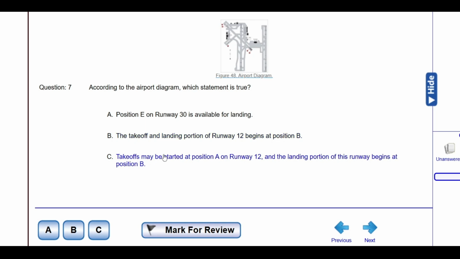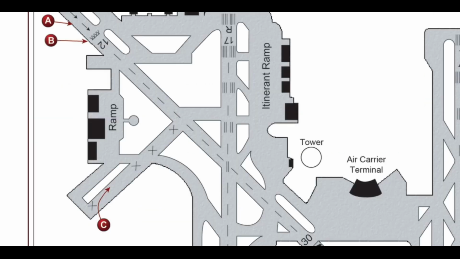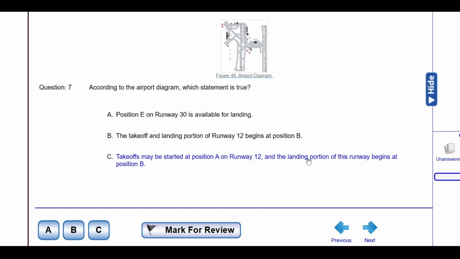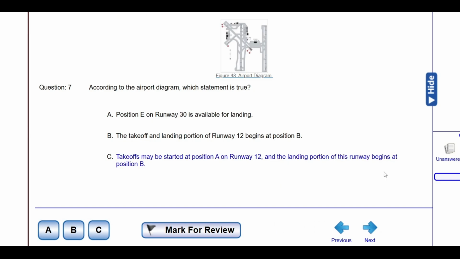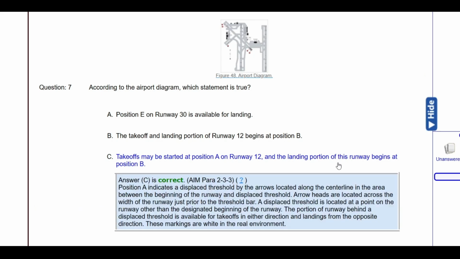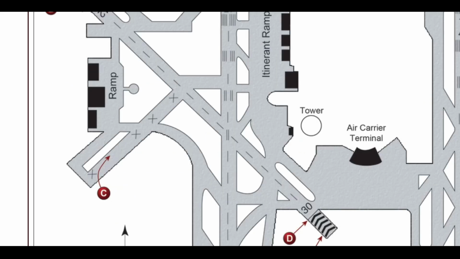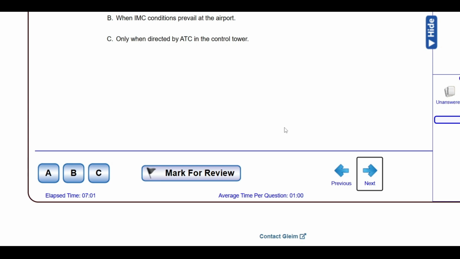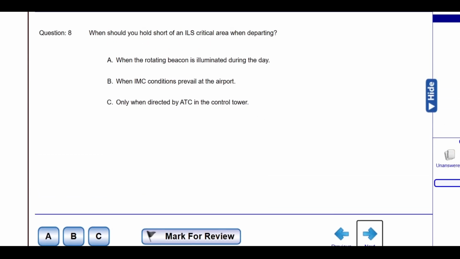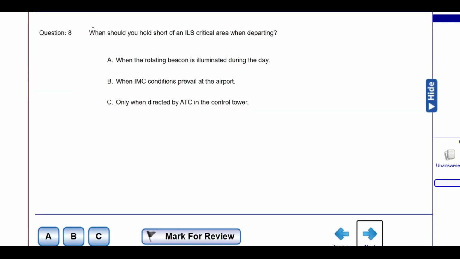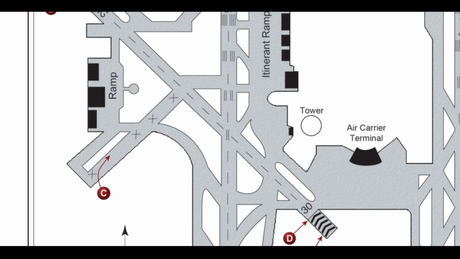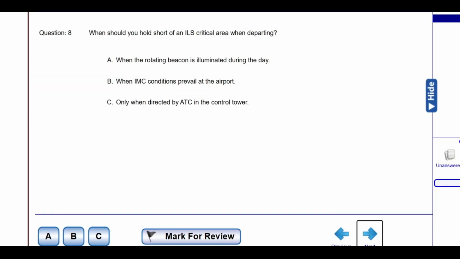C. Takeoffs may be started at position A on runway 12. Okay, that's good. And the landing portion of the runway begins at position B. Yeah, that's right. I think you are able to land here. I think this is a takeoff and landing portion.